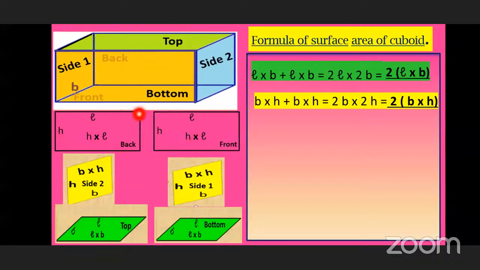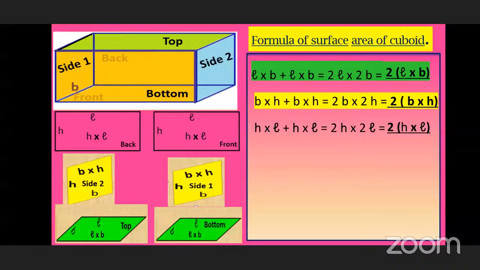So the formula for this rectangular face is height times length, and you can also write length times height. Both are correct. As there are two faces, here it is height times length plus height times length. As height is 2 times, we can write it as 2 times height and length, since 2 is common in both the terms. I hope you have understood what we have calculated until now.